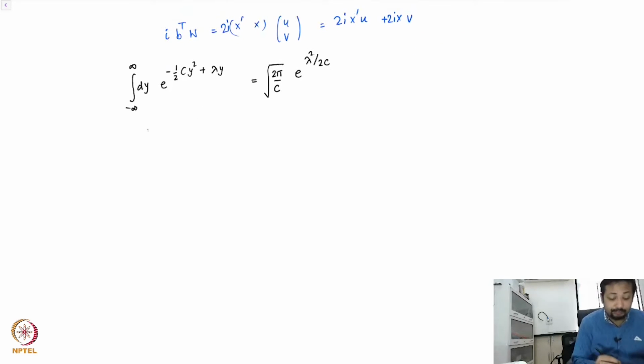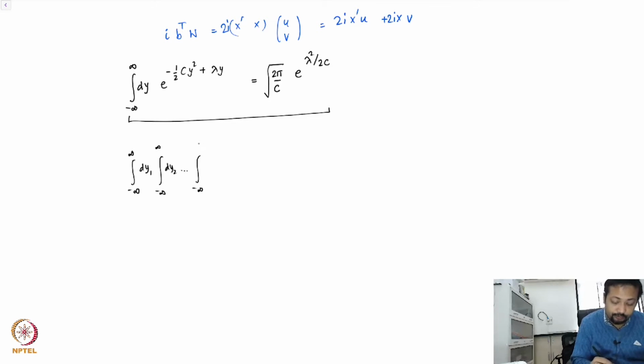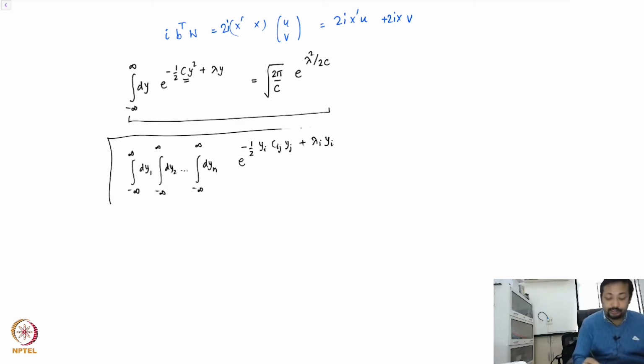The general multidimensional generalization of this integral is minus infinity to plus infinity dy1, minus infinity to plus infinity dy2, and so on and so forth, up to dyn. So now you have n variables, and this particular term becomes minus half yi Cij yj plus lambda i yi. So this is the integral that we are interested in evaluating.